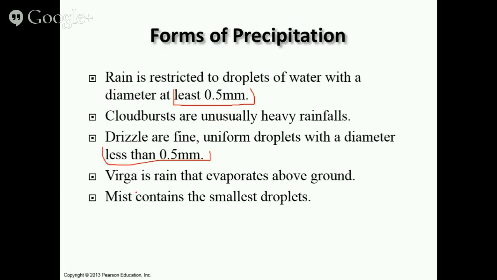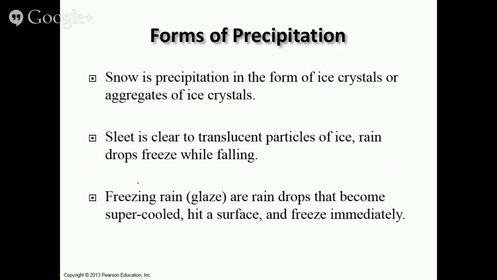So at least 0.5 is for rain, and then drizzle, we're less than 0.5, and that gives us our difference from that. Virga is rain that doesn't make it to the ground, it evaporates out. So it's a very dry level underneath a cloud that is precipitating. Some of you that have your pilot's license or are doing your check flights may notice that can be easily seen in the Ohio Valley from time to time. And then the mist contains the smallest droplets there.